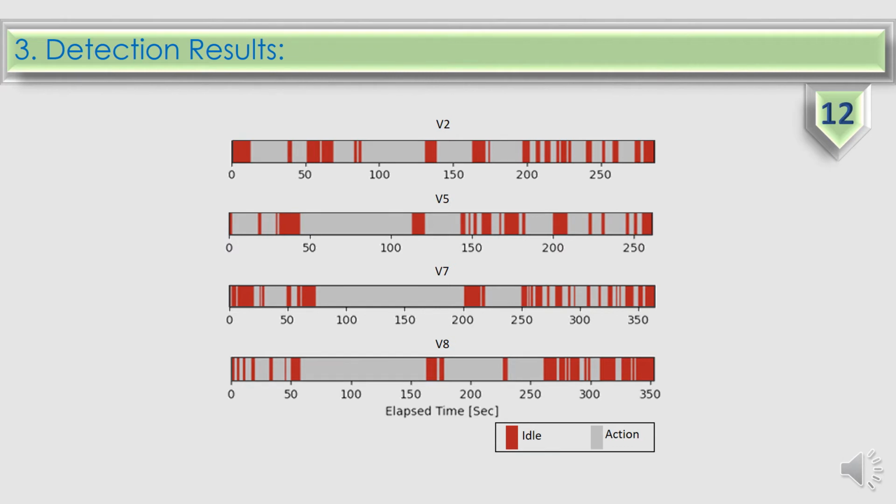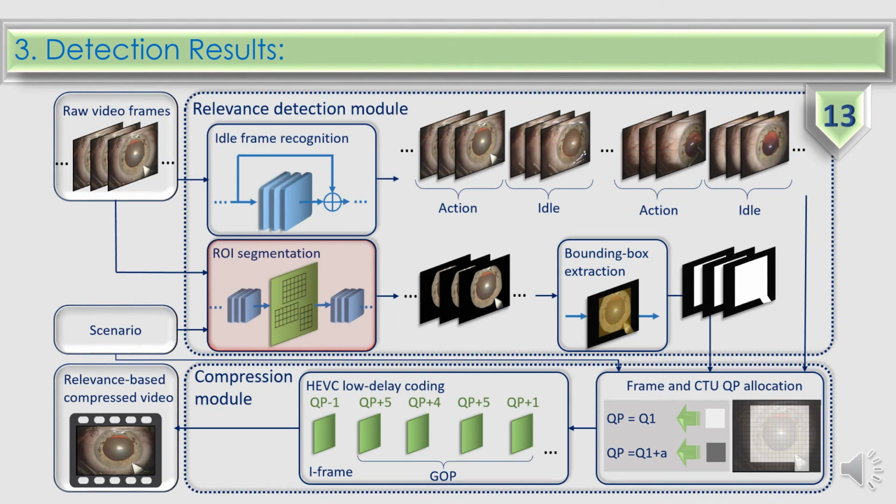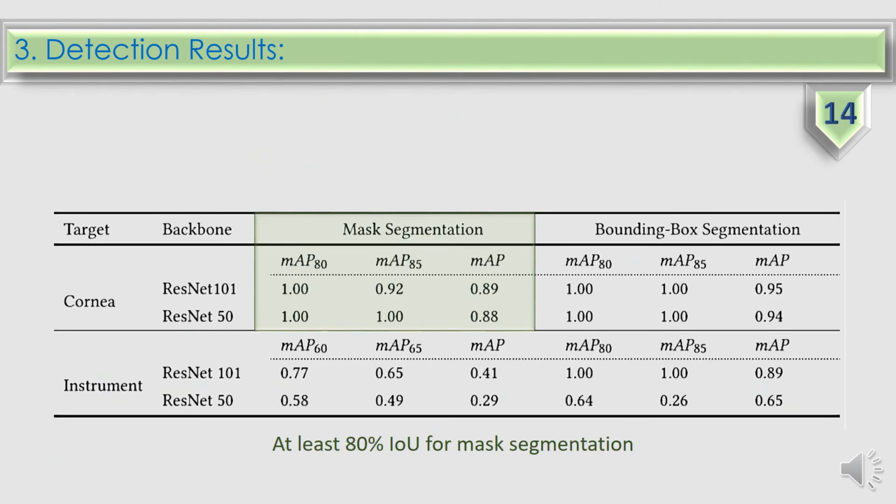Here you can see the patterns of idle and action frames in 4 representative videos of cataract surgery. For ROI segmentation, we have achieved at least 80% intersection over union for mask segmentation and at least 85% intersection over union for bounding box segmentation.